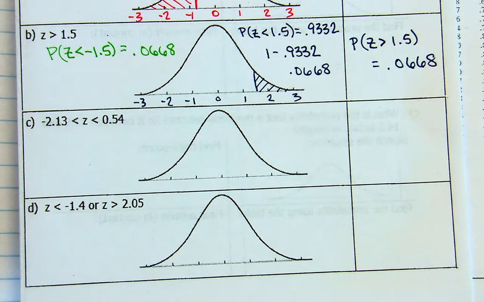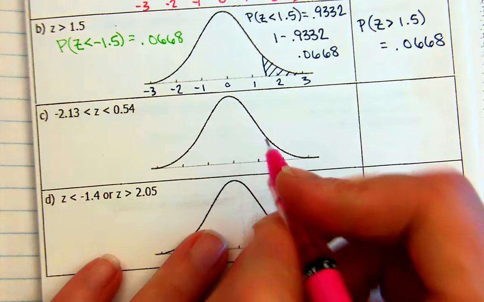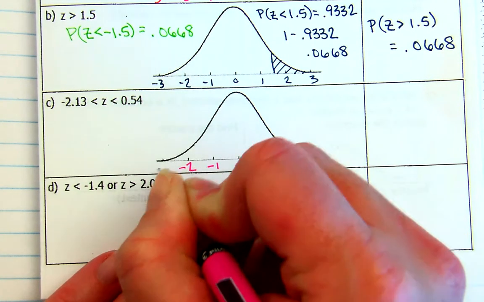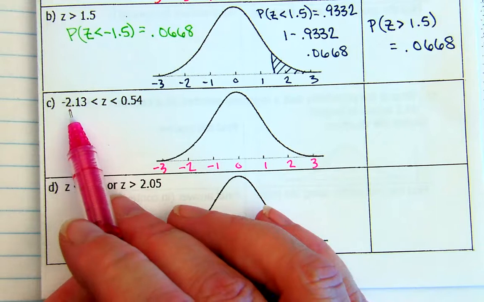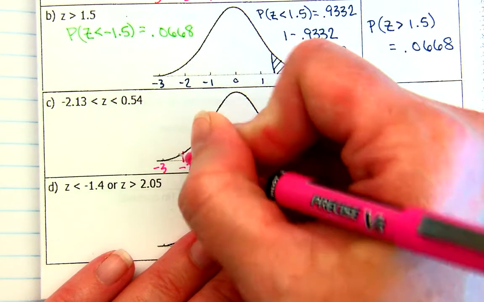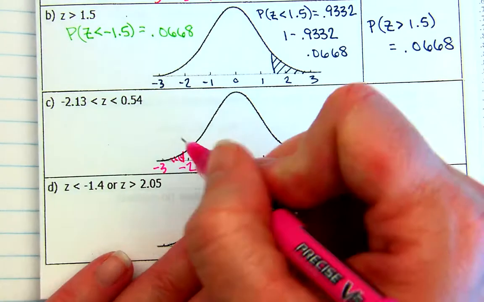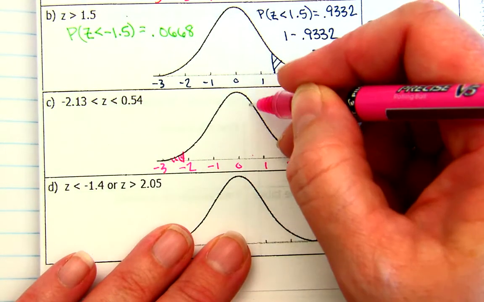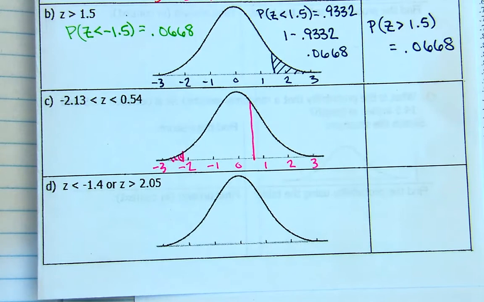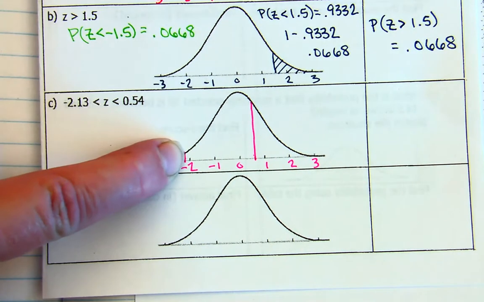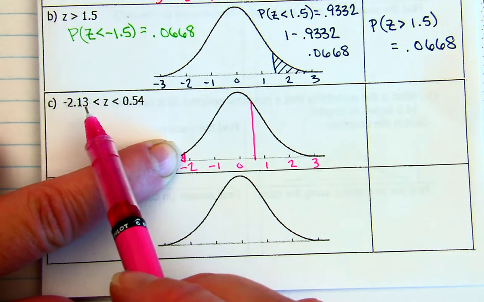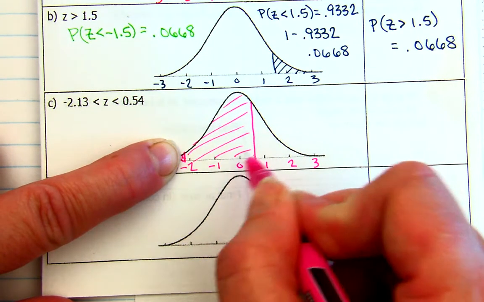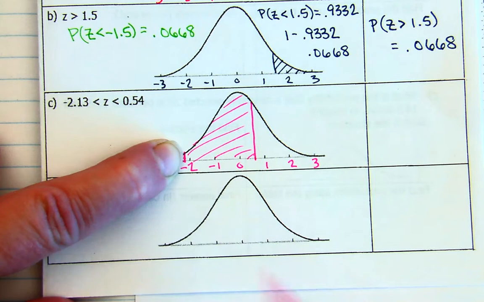Okay, let's look at part C. So here we're going to look at negative 2.13, so about right here. And then 0.54, so about right here. And we're looking at z between those. So I want all of these values in here, between this one and that one.